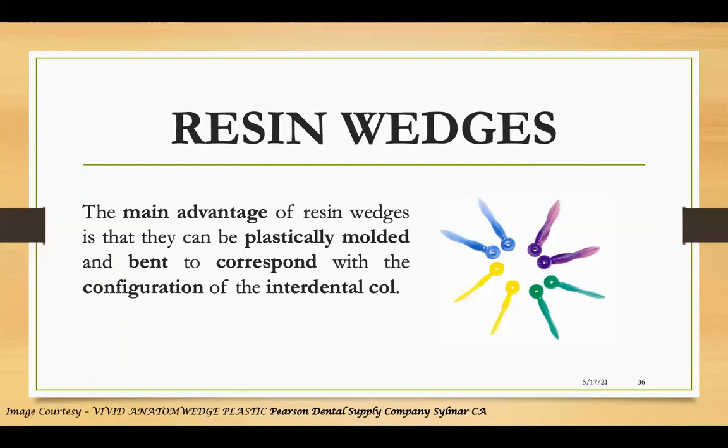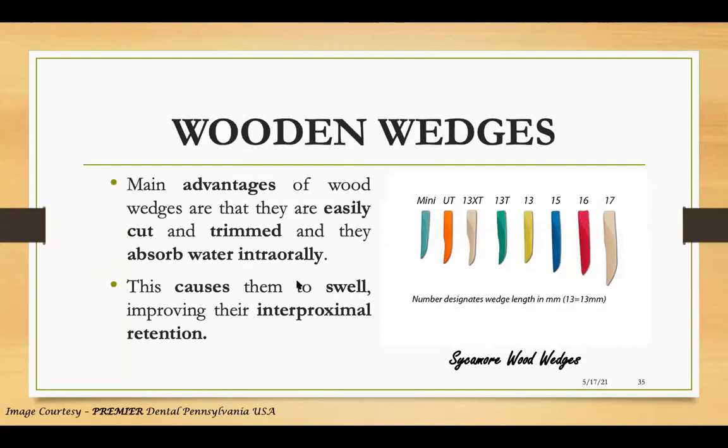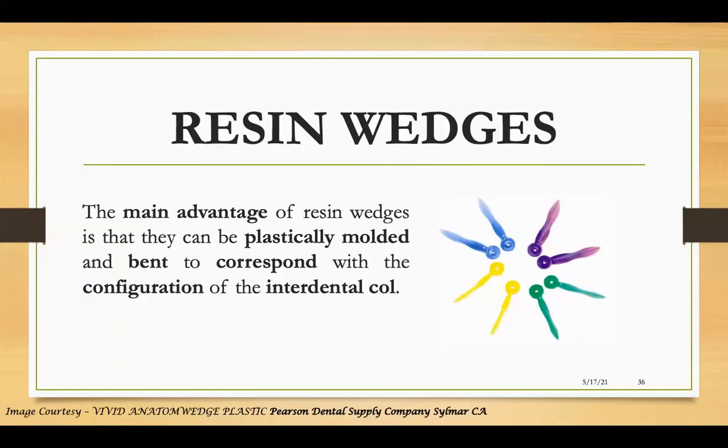Resin wedges are also available. The main advantage of resin wedges is that they can be plastically molded and bent to correspond with the configuration of the interdental col. For this, the wooden wedges, if you try to mold them, are going to break because these are made of wood. But not so much for resin wedges. You can mold these according to the shape of the tooth, the shape of the interdental col.